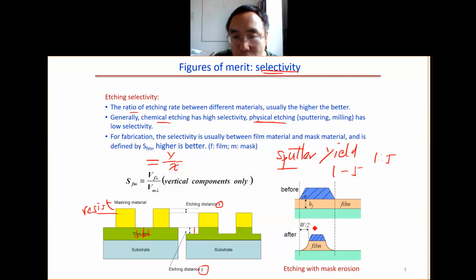When the selectivity is low, we have lateral etching of the mask, and this is called mask erosion. This is not good. So normally we need a high selectivity between the mask material and the film to etch.